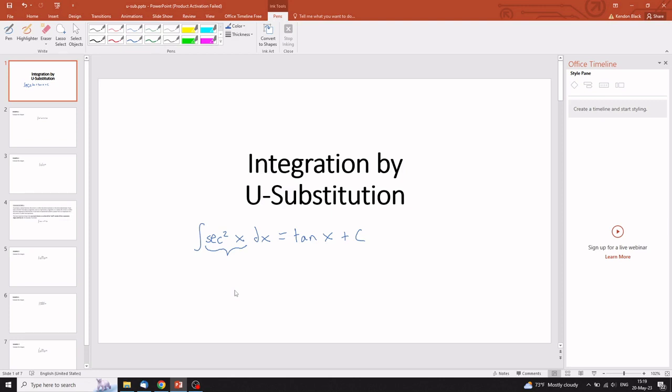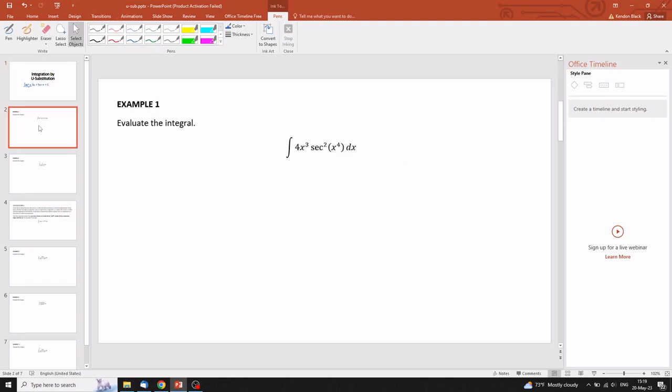Remember, this is just one of many methods of integration. Not every integral can be evaluated with U-substitution, but in this video, we're going to go through how U-substitution works and do some simple examples with integrals where they actually can be solved by U-substitution. So let's go ahead and just look at the first example.